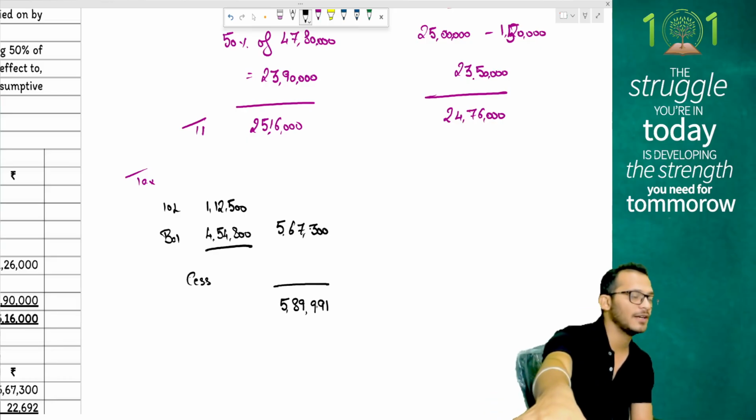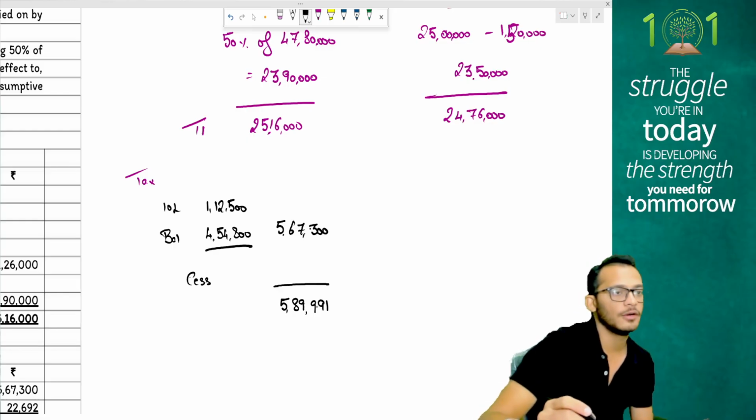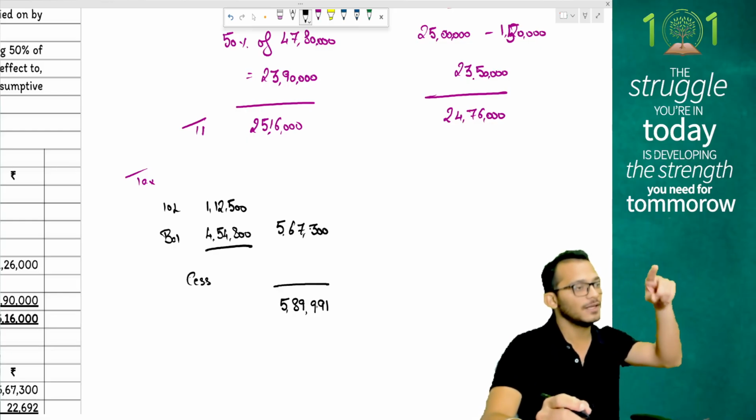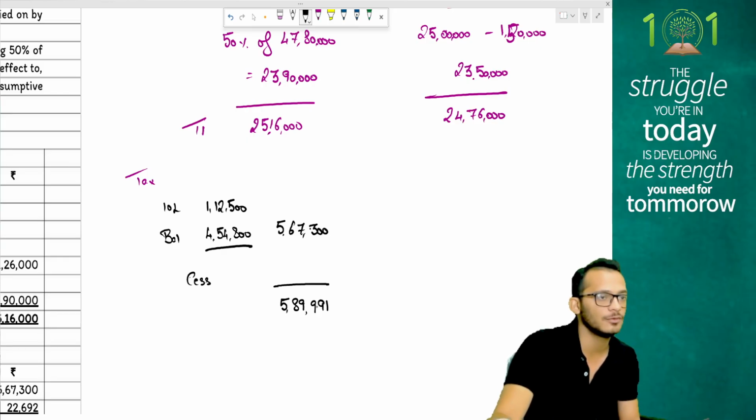Round off only happens at the final stage. Don't round off right now. You round off the final number, tax plus interest minus payments and all those things. That is what gets rounded off.